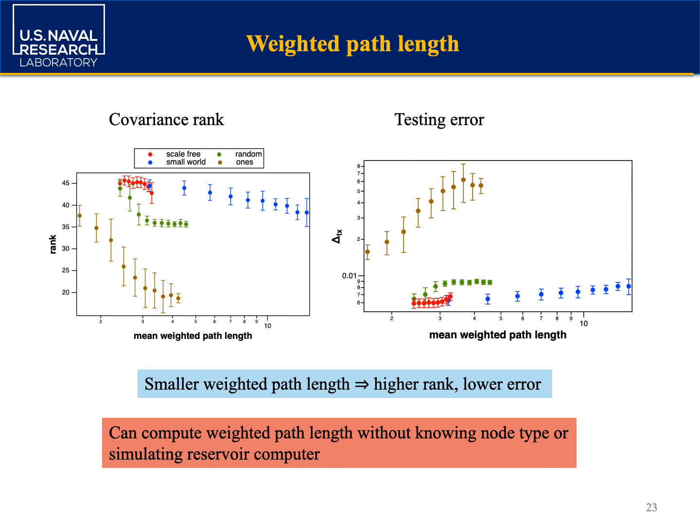But as I said, the nice thing is that I can compute this weighted path length without knowing the node type or simulating the reservoir computer. So this could be used as sort of a pre-sort to narrow down the number of adjacency matrices you need to consider.